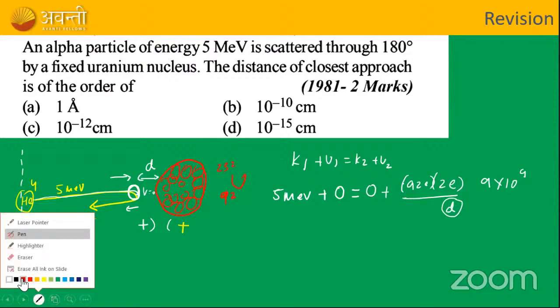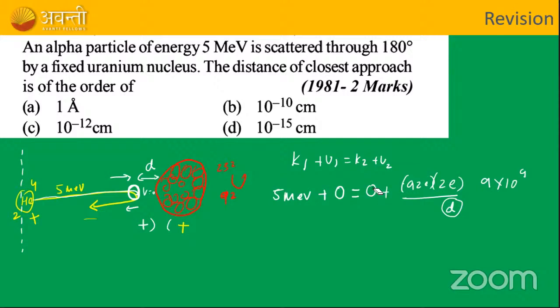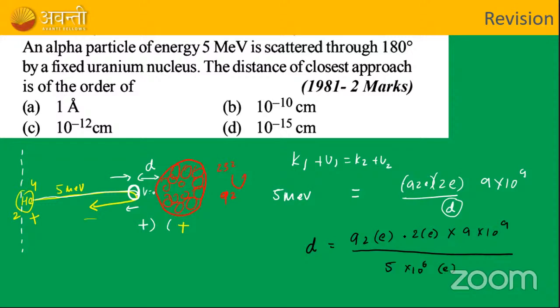So let me rearrange this formula for my simplicity. I'll take this 0 and this 0, I'll remove it out. d on the left hand side is equal to 92 into charge of electron, 2 into charge of electron into 9 into 10 to the power of 9 divided by 5 into mega. Mega is 10 to the power of 6, charge of electron into some volts. So this is how I'm going to do. Now I can cancel electron and electron, sorted. So now what I have to do? I'll write e. e is nothing but 1.6 into 10 to the power of minus 19.